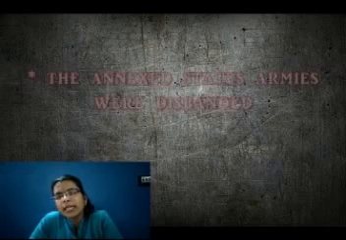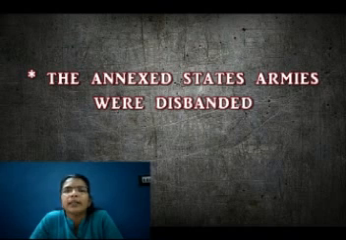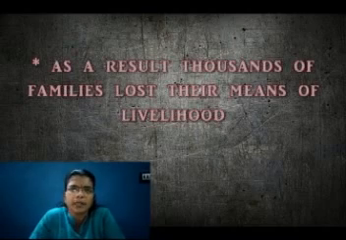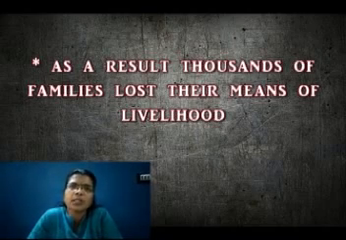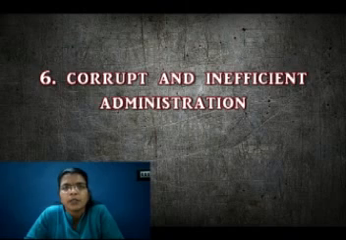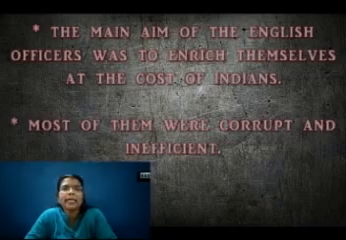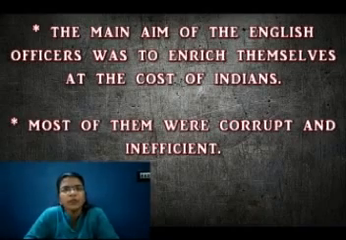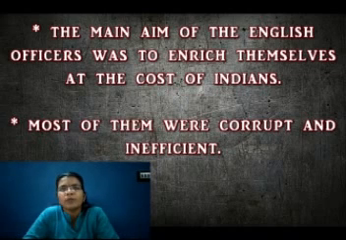Once the British annexed the states, they disbanded the armies of the rulers. In place of that, they appointed their own armies. As a result, most of the soldiers lost their livelihood. Another thing is the corrupt and inefficient administration of the British. Most of the British officers were corrupt and even inefficient. The main aim of the English officers was to enrich themselves at the cost of Indians.